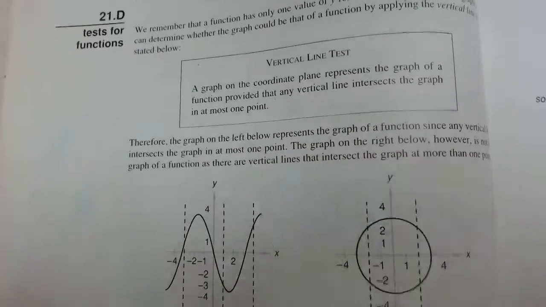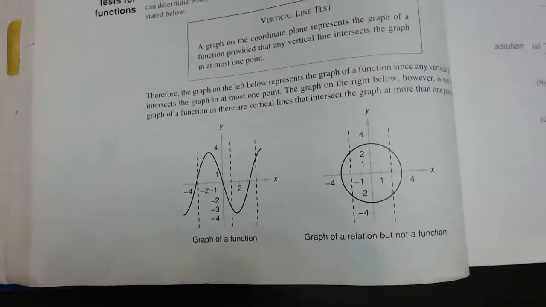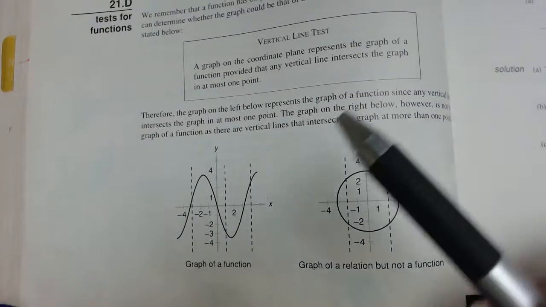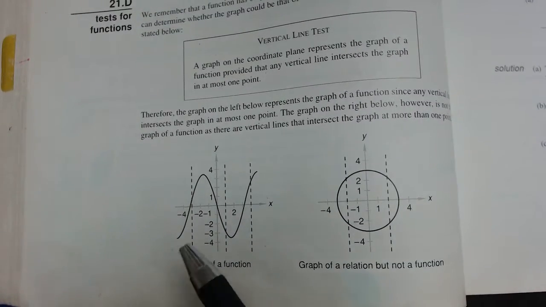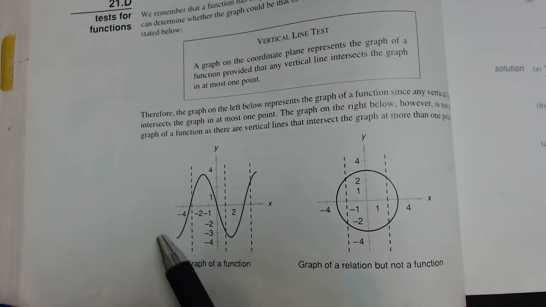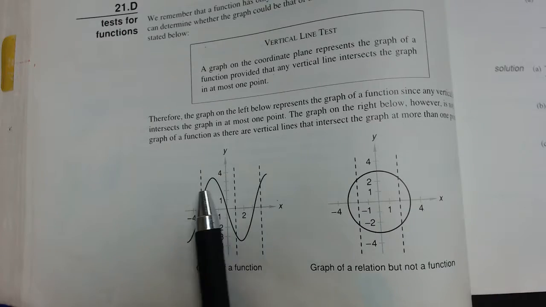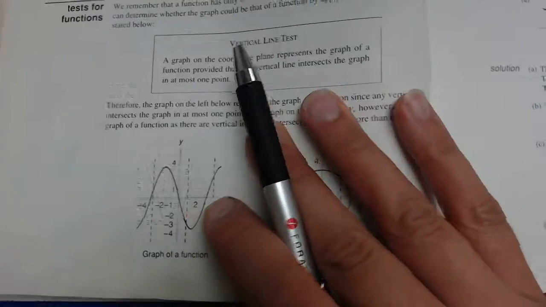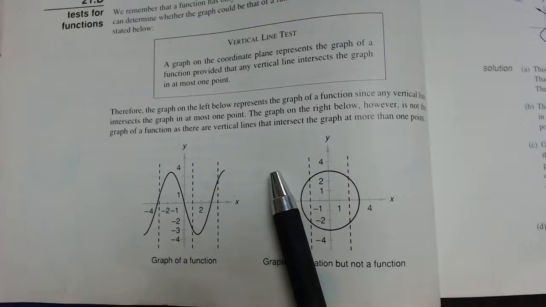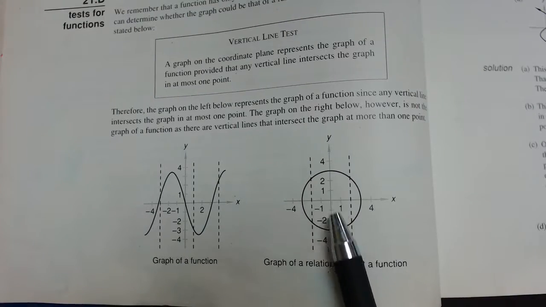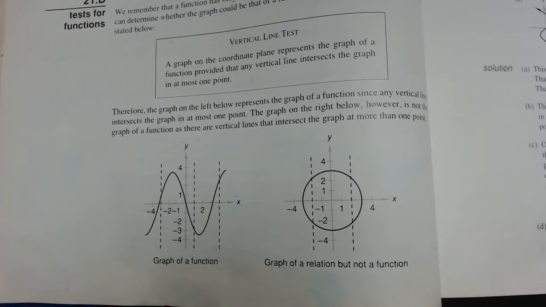Now to test functions, we have these two types of tests. The first one is called the vertical line test. This will tell us whether or not anything is a function. Like I said, if it's a true function, each x point only has one y value. So if we ran a vertical line across the function, it would only touch the graph of the function at one point. Whereas here, we run the vertical line and we hit 2 points at multiple areas, which means that's a relation and not a function.